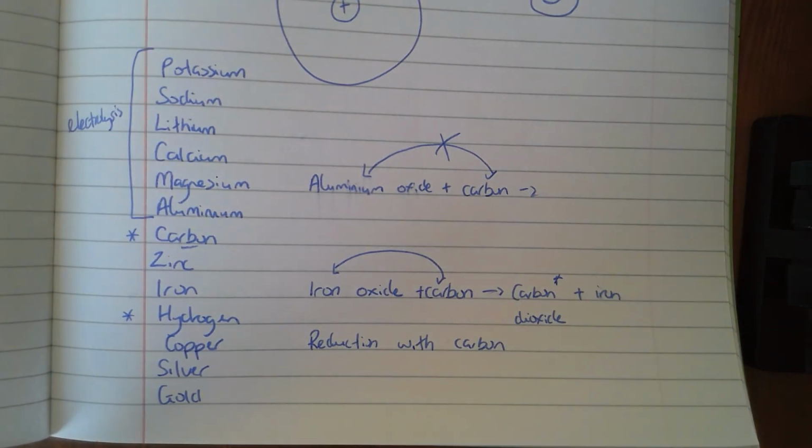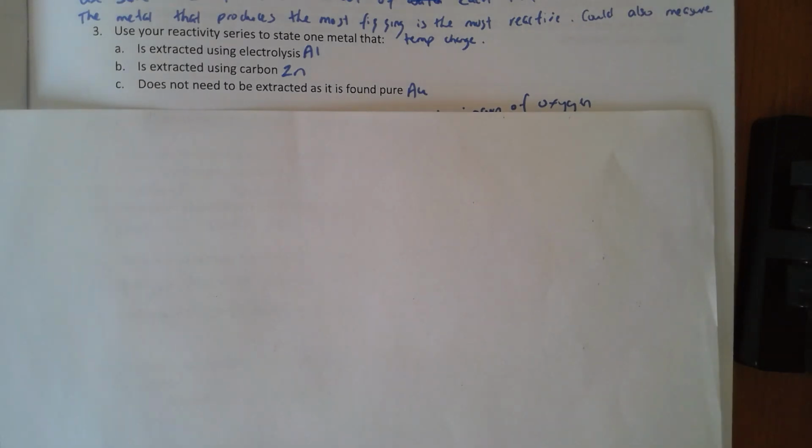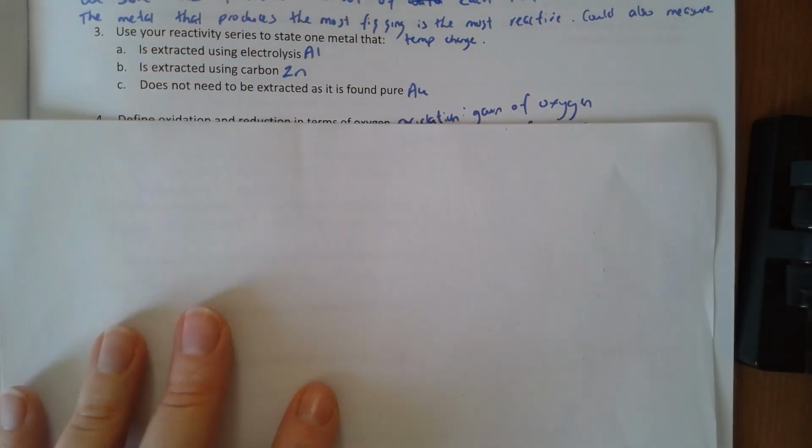All right, have a go at 3, 4, 5, 6 and 7 on page 29. So answers, anything above carbon is extracted using electrolysis. I picked aluminium. Zinc, iron, copper, all extracted using carbon. Do not need to be extracted: that would be gold, something at the very bottom.